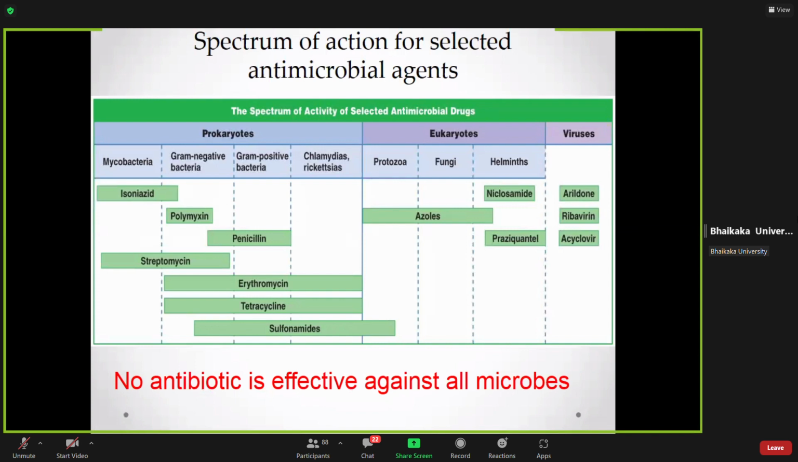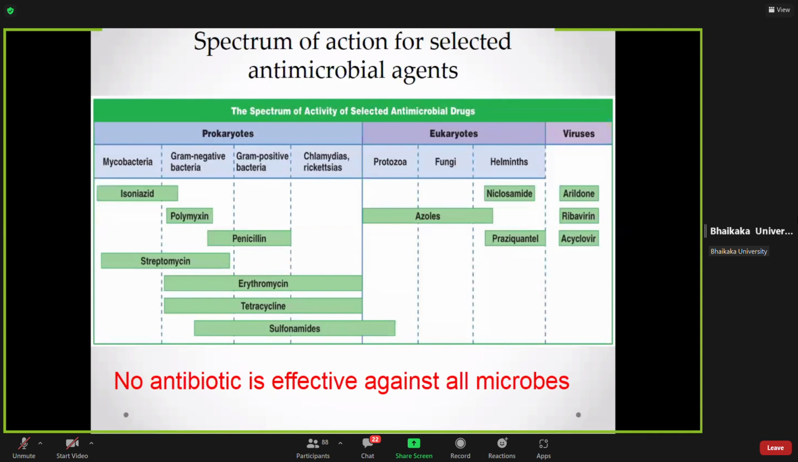So this is the spectrum of action for selected antimicrobial agents on prokaryotes, eukaryotes, and viruses. The spectrum of activity of selected antimicrobial drugs is something like this. For prokaryotes, largely we are targeting bacteria, and the maximum number of antibiotics are also available against bacteria, because till date the larger class of infectious agents were considered to be bacteria. Later on we could identify fungi and parasites as important pathogens. Later on we could see that viruses are also creating problems.